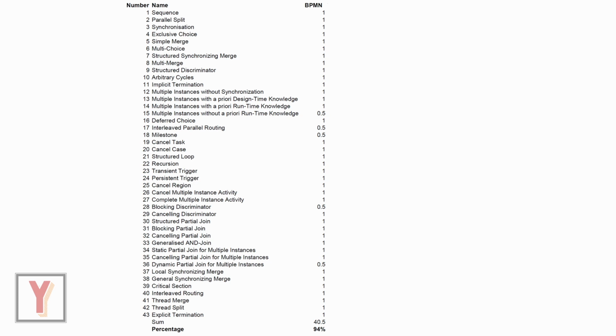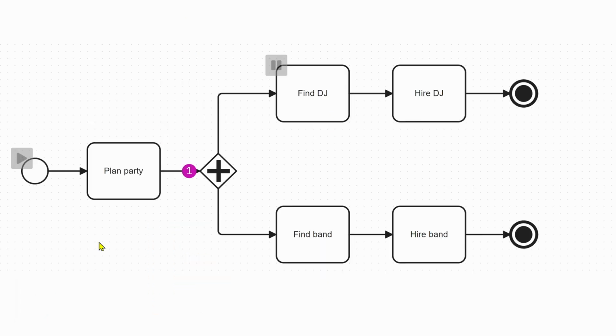If we look at the table of all control flow patterns, we can see that 94% of the patterns are supported by BPMN. What does this mean and how did we get this value? For each of the patterns, we did this. If there is a construct in BPMN that directly supports this pattern, we give it the value 1. An example for this is pattern 43, explicit termination. The terminate end event of BPMN directly supports explicit termination.